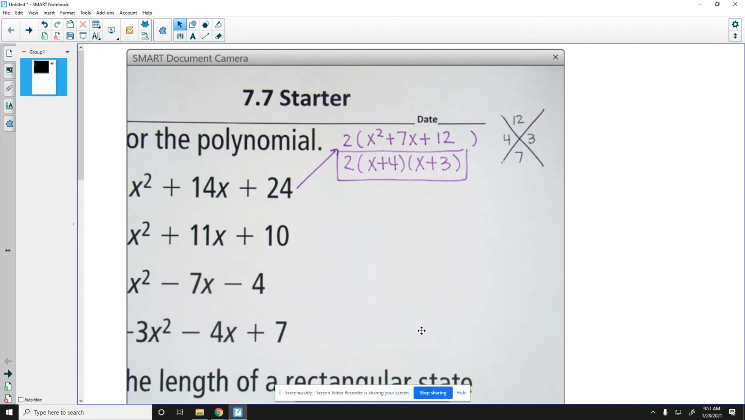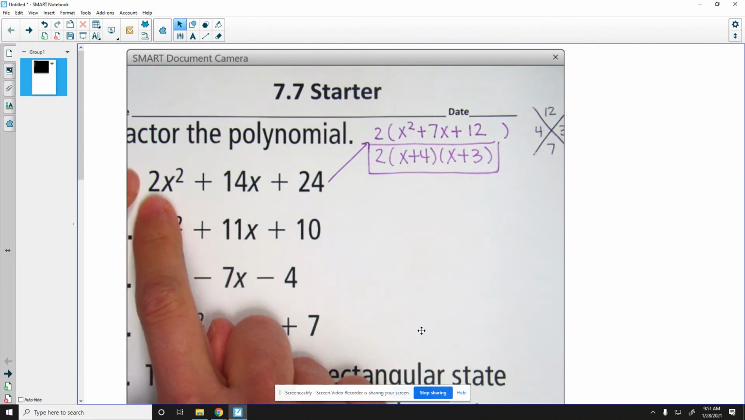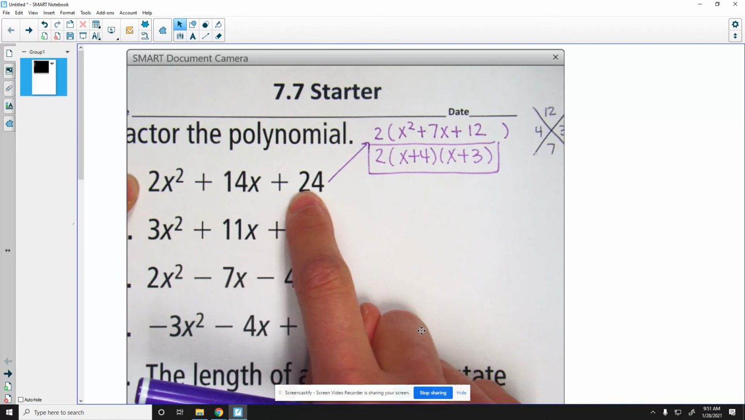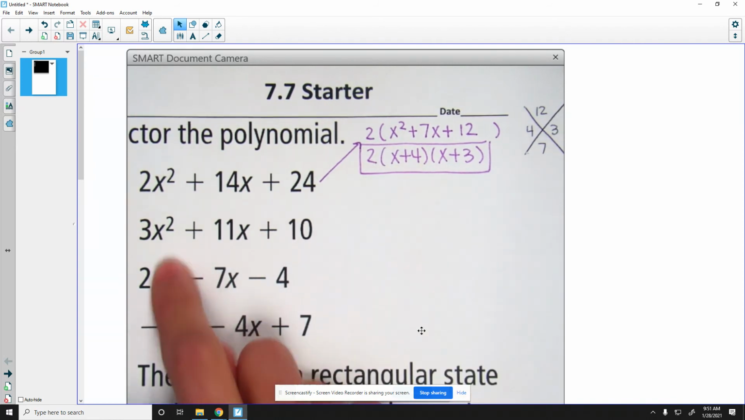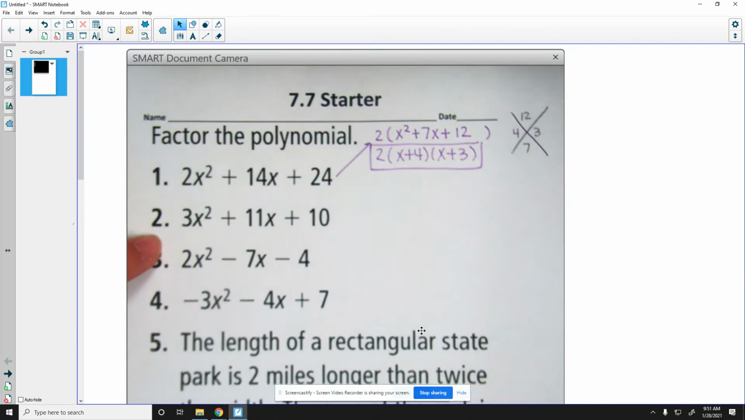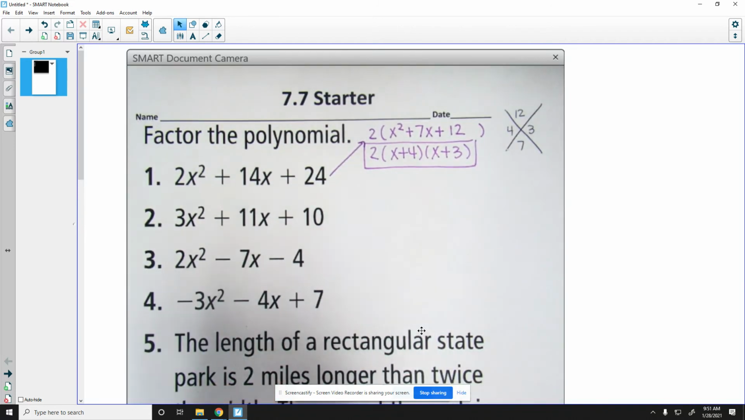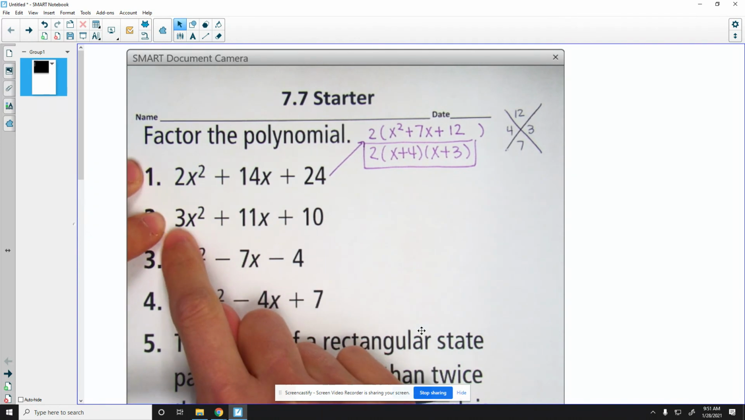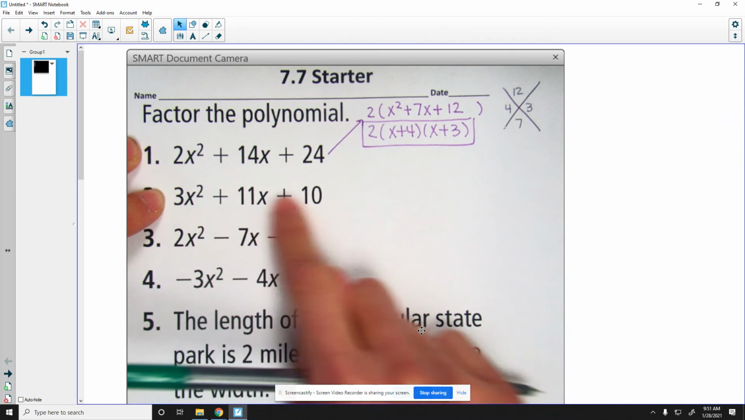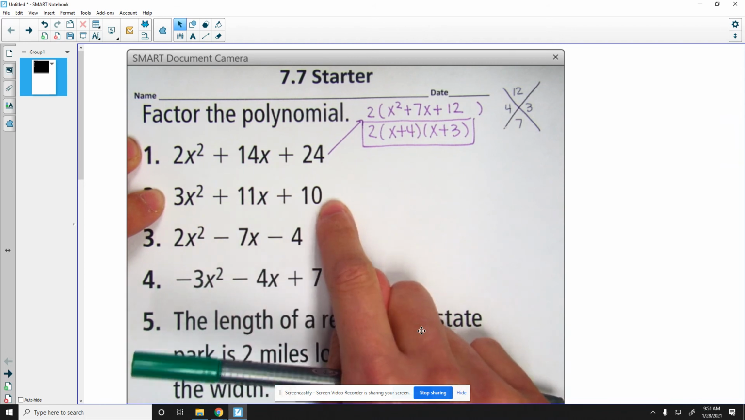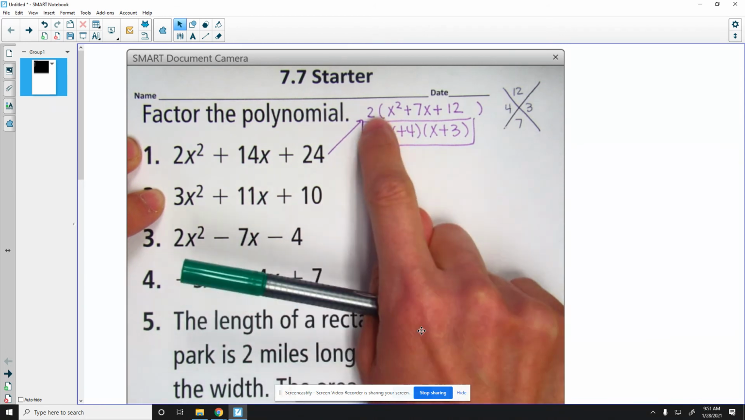So remember, if your problem doesn't start with a 1x squared, see if you can factor out anything. Sometimes you can and you get lucky, and sometimes you can't. So like for number 2, you can't. It's going to get a little bit more difficult, okay? So for number 2, first of all, can't do big X when I factor because it starts with a 3. So I got to get rid of this. So if I do this, 3, 11, 10, can I take out any common factors? No. So if I can't take out any common factors, I can't factor out a number.